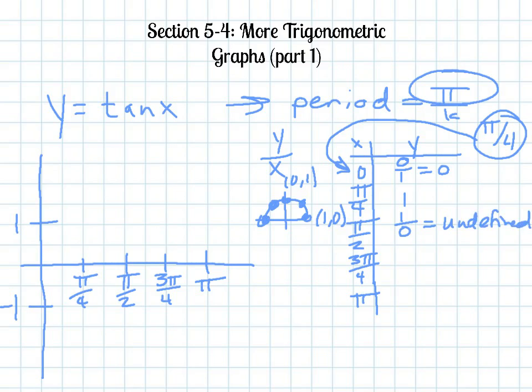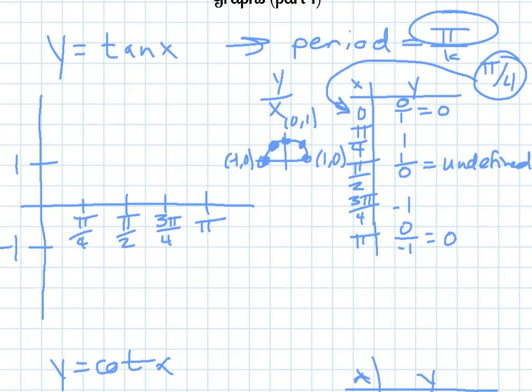And then 3 pi over 4 will be square root of 2 over 2 divided by negative square root of 2 over 2. So because of the negative, we'll get a negative 1. And then pi is negative 1 comma 0, so that's 0 divided by negative 1, so that gives me 0. Okay, so when I graph this on my graph over here, at 0 it's 0, at pi over 4 it's 1, now at pi over 2 it's undefined, so I can make a dashed vertical line. At 3 pi over 4 it's negative 1, and at pi it's 0 again.